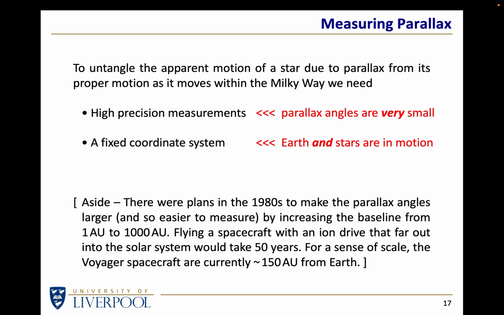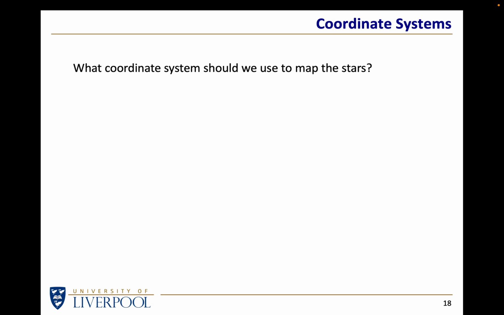Well, this was seriously considered, to take a spacecraft and fly it to the edge of the solar system. It was calculated it would take 50 years to get there. So if they actually went ahead with this plan in the 1980s, it still wouldn't be there yet. So they decided not to bother with that particular plan. They figured, let's make the measurements here on Earth, or close to Earth, as accurate as possible. Let's not think about making the baseline any larger.